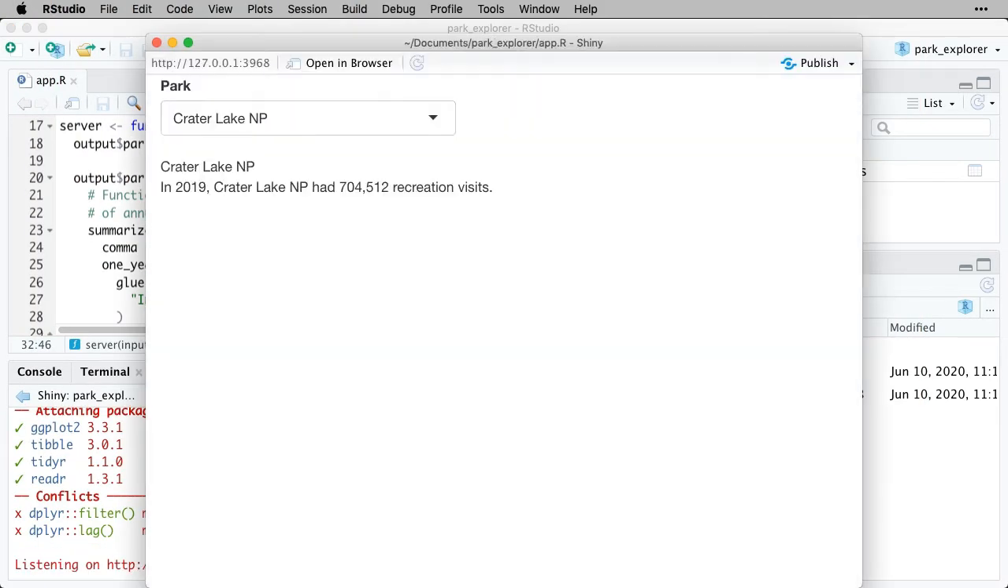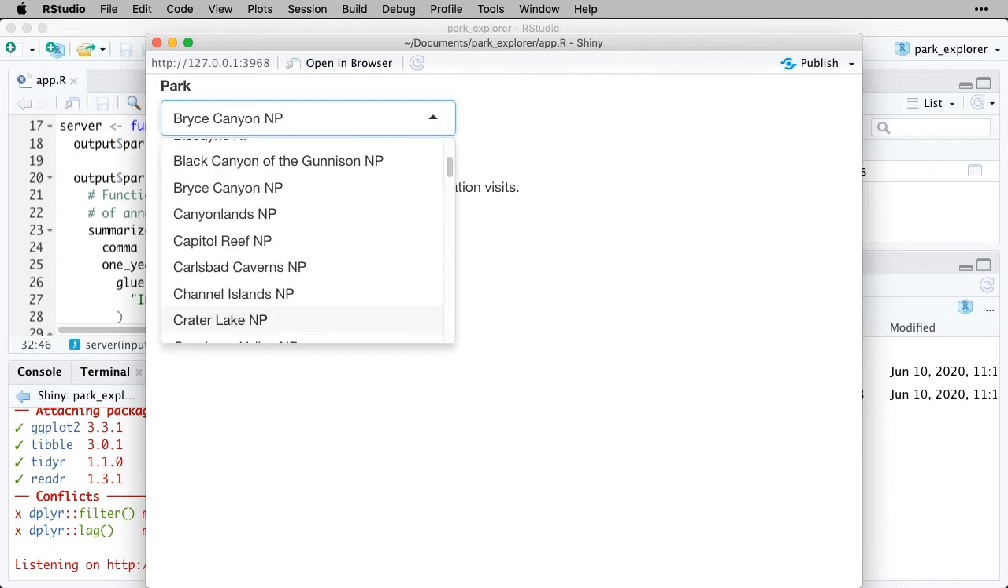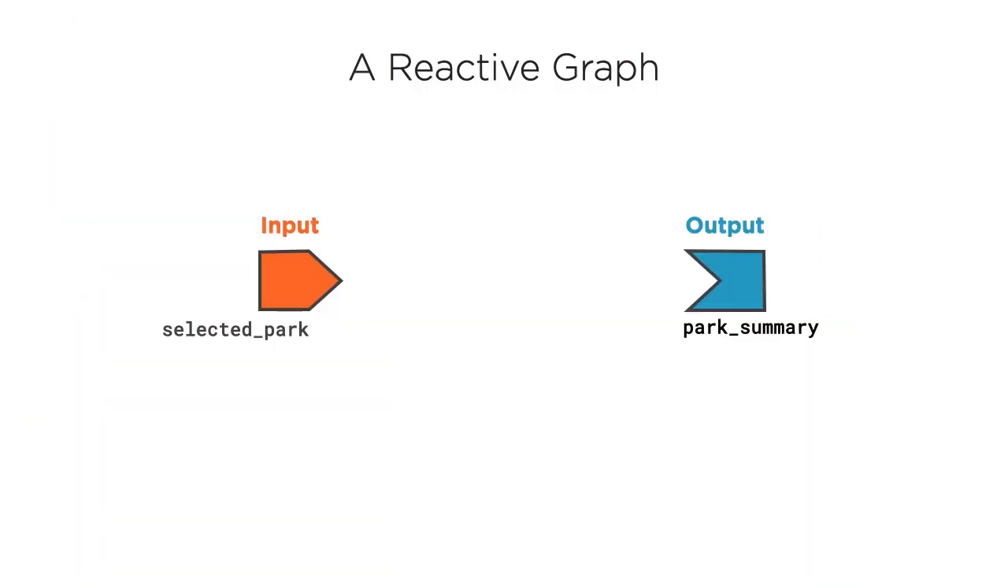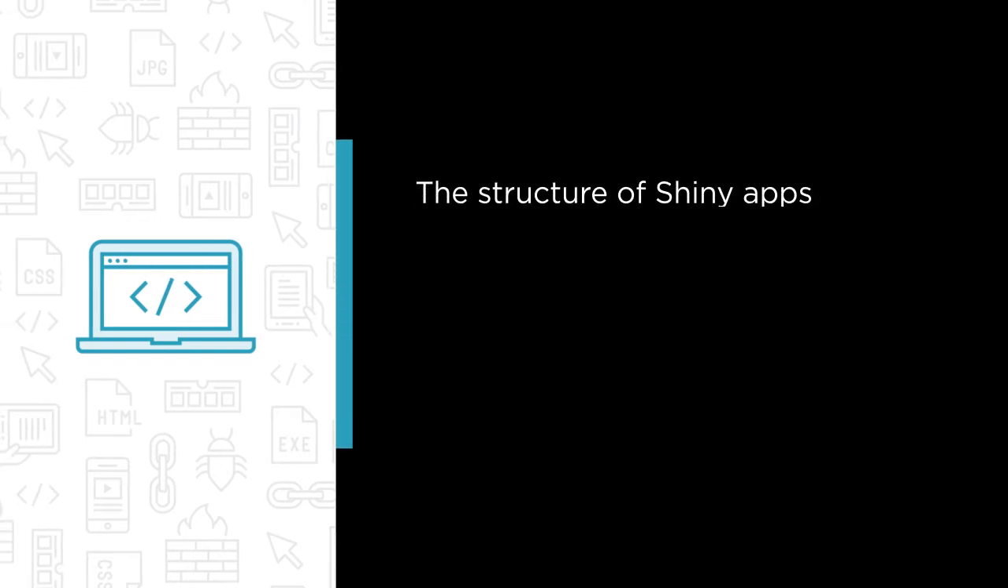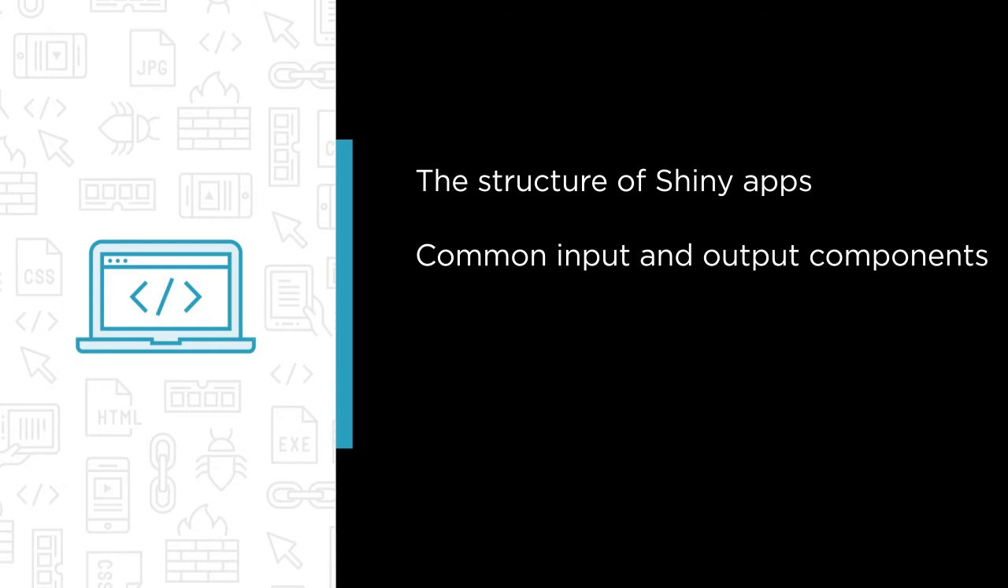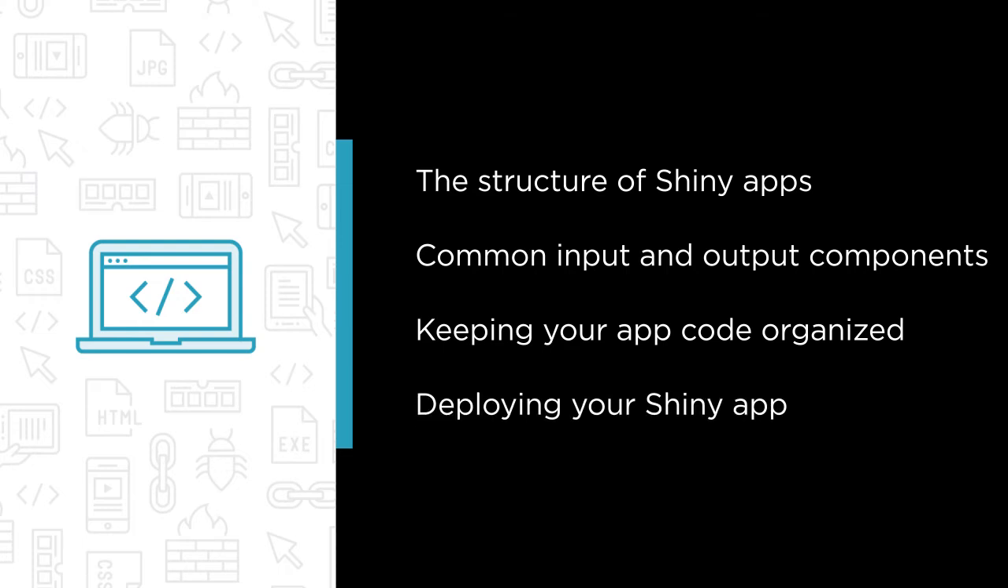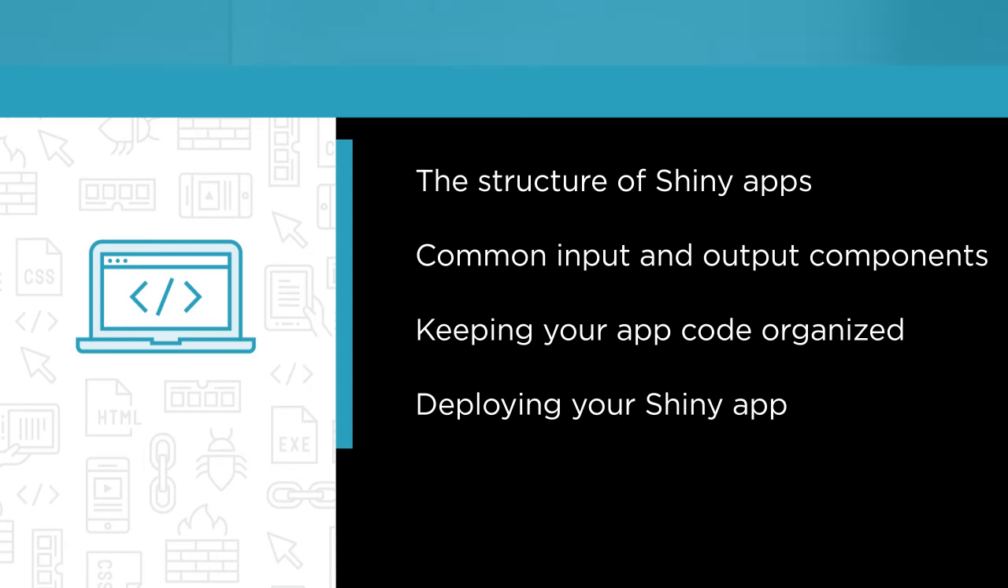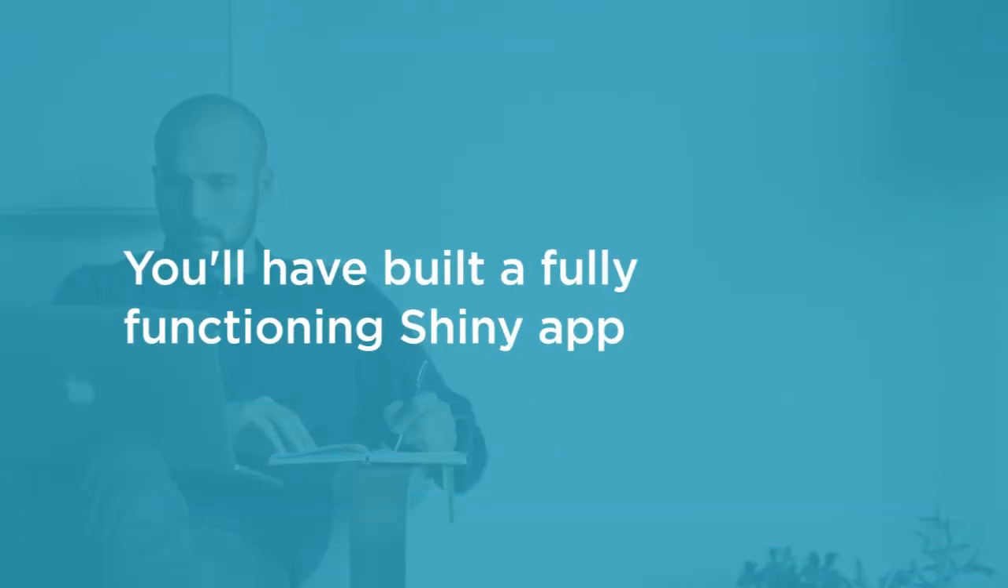In this course, we are going to build a realistic Shiny app from scratch. Some of the major topics that we will cover include the structure of Shiny apps, the most common input and output components, practices for keeping your app code simple and organized, and deploying your Shiny app to the web. By the end of the course, you'll have built a fully functioning Shiny app and published it to the web.